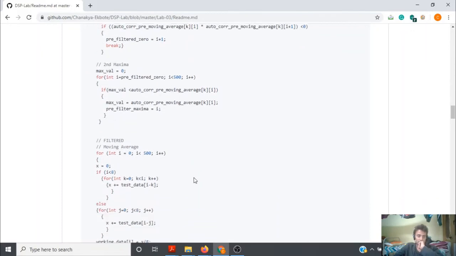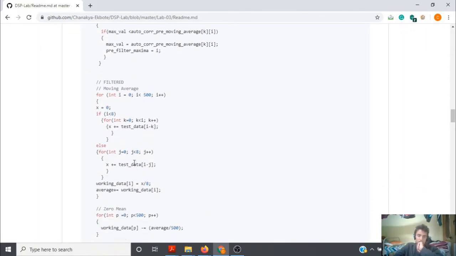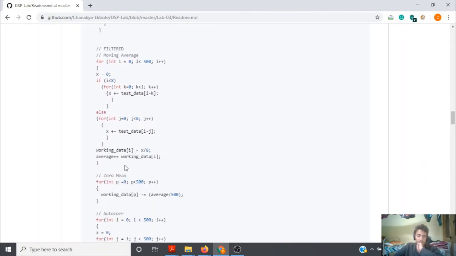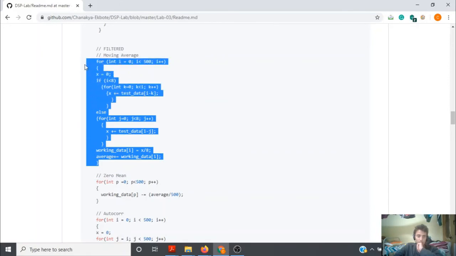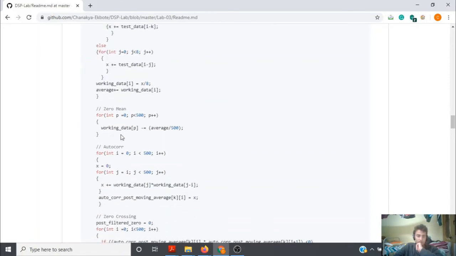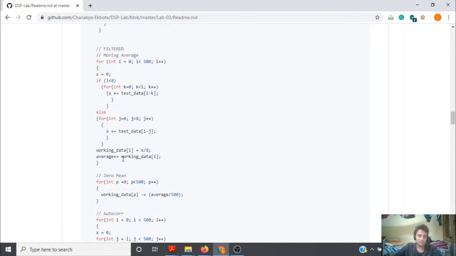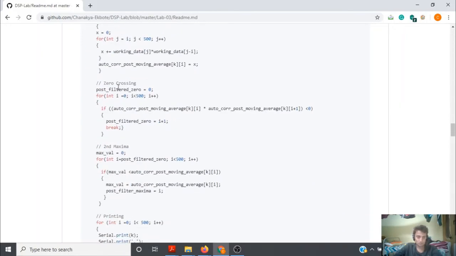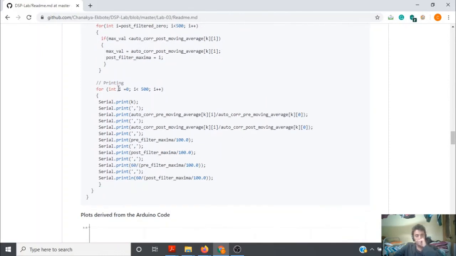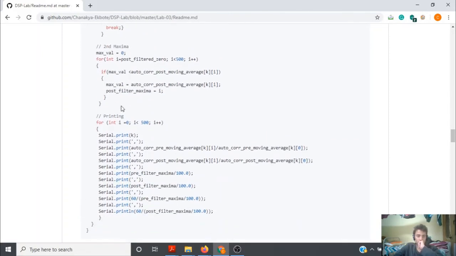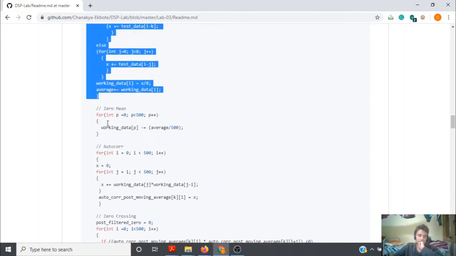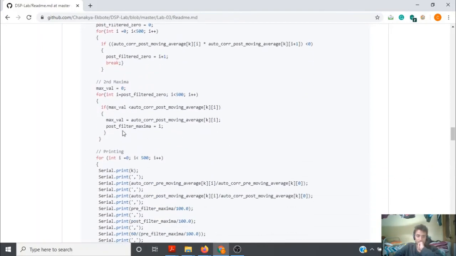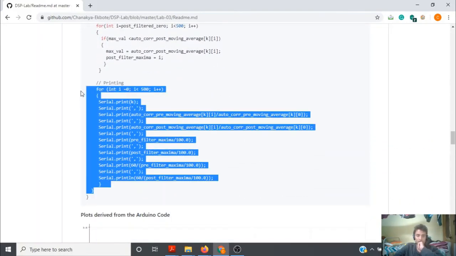Now the same thing is done for the second case also. However, the only difference is that it is first passed through a moving average filter, and then the zero mean is subtracted from that. Since we've already explained the moving average filter, I'm not going to go through it again. All of these code blocks more or less do the same thing as the one I have explained before, and this is just for printing them.